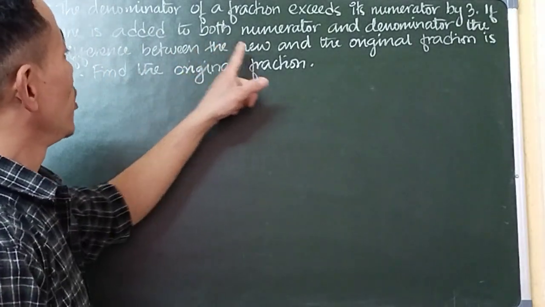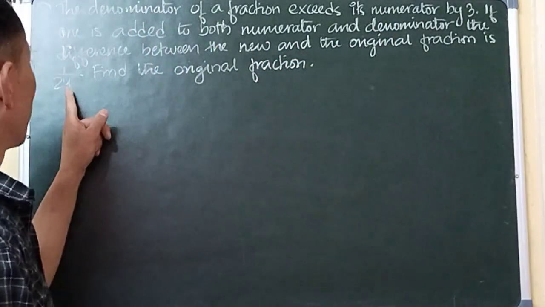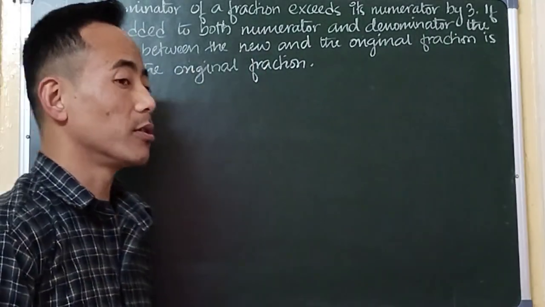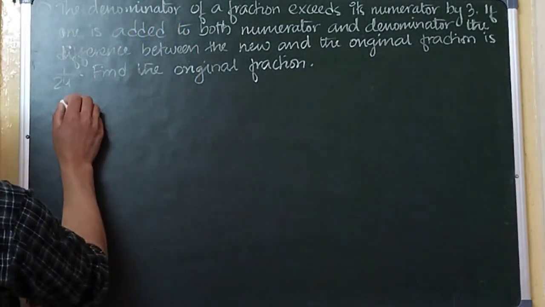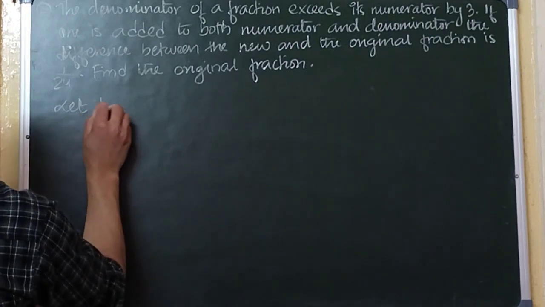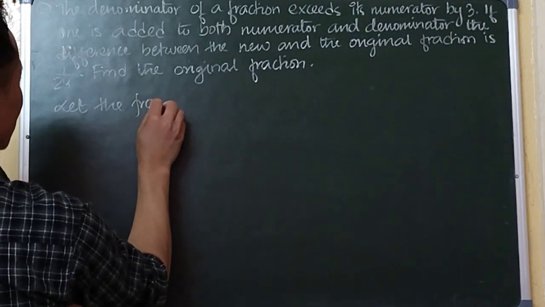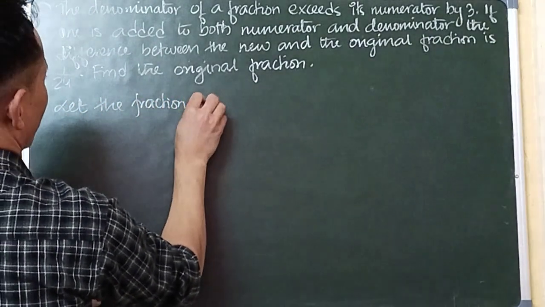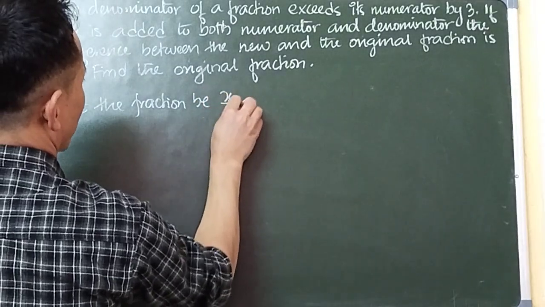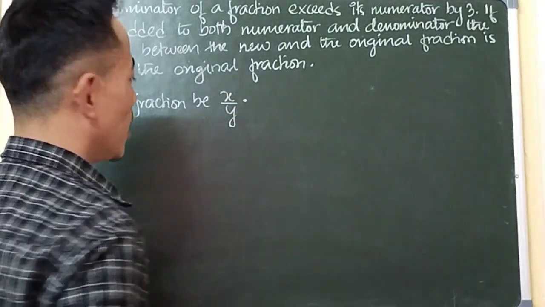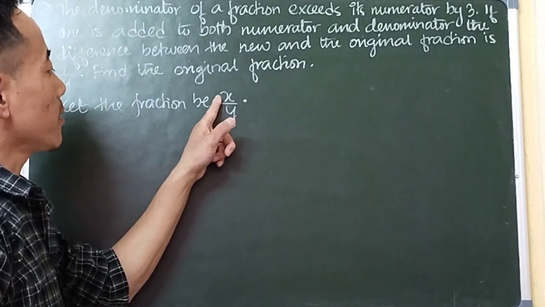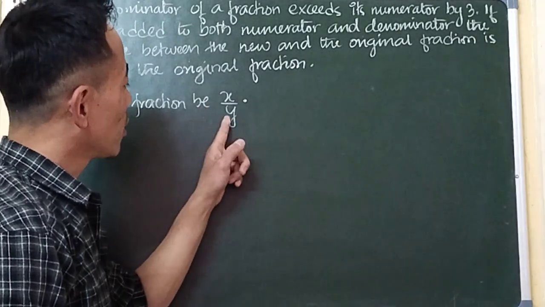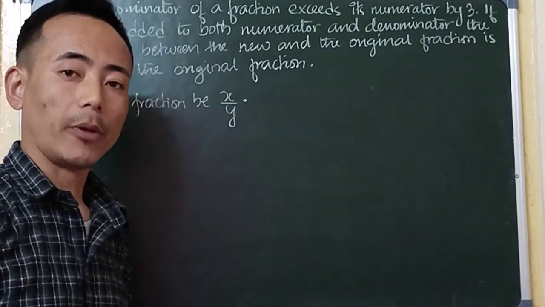The difference between the new and the original fraction is 1 by 24. So find the original fraction. We don't know the fraction here, so we will suppose. Let the fraction be x divided by y. In this fraction x divided by y, the upper term x is called the numerator and the lower term y is called the denominator.